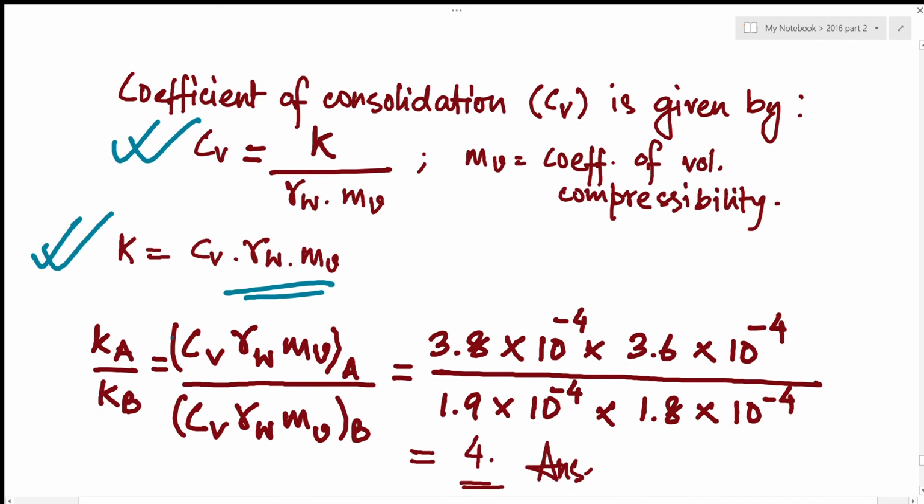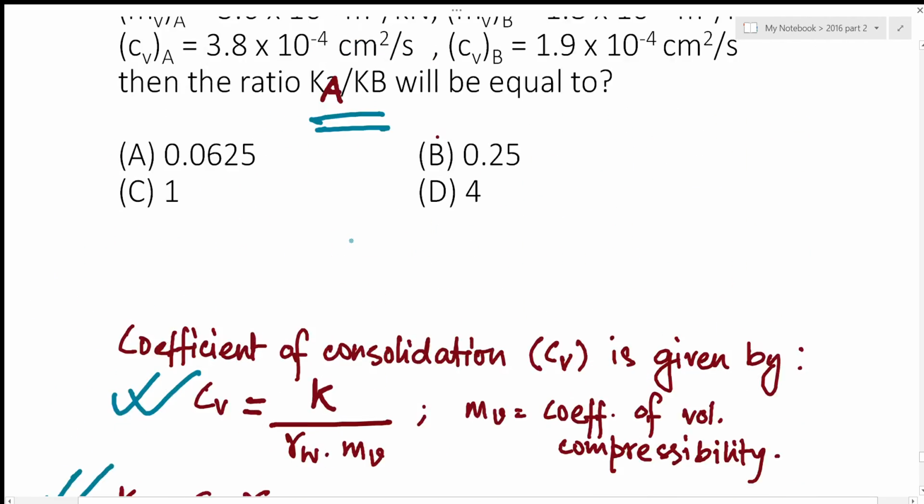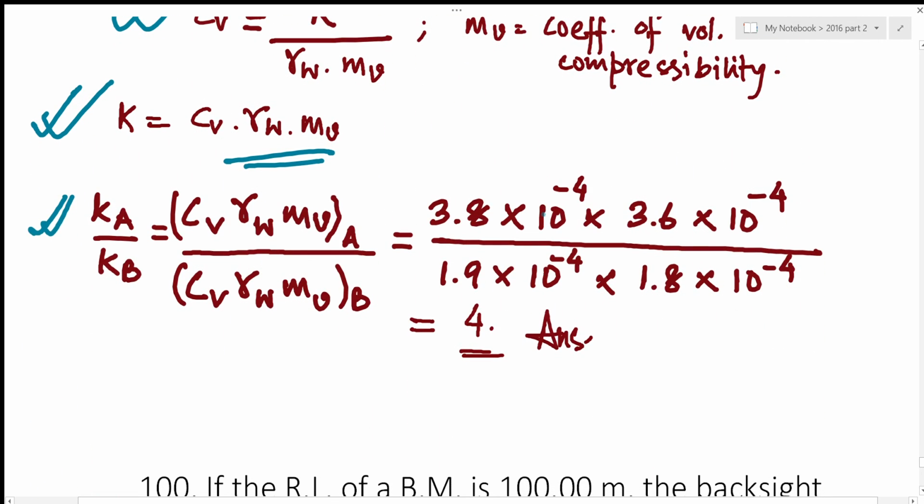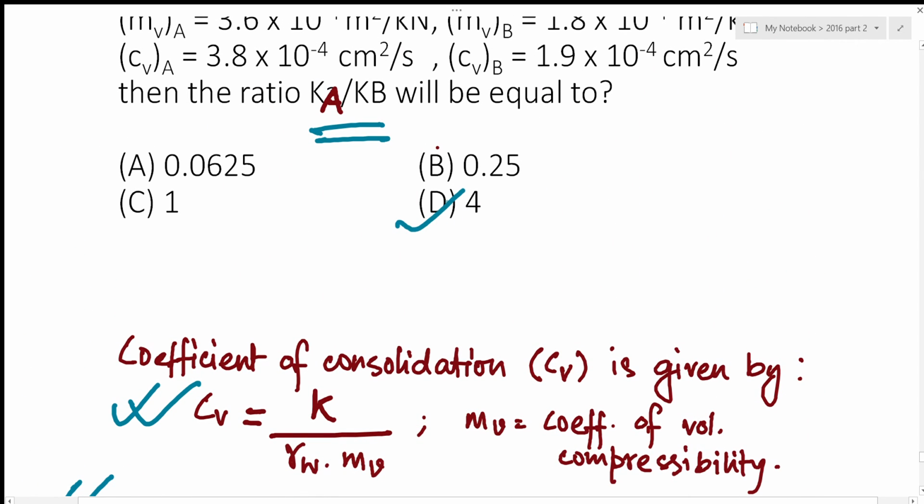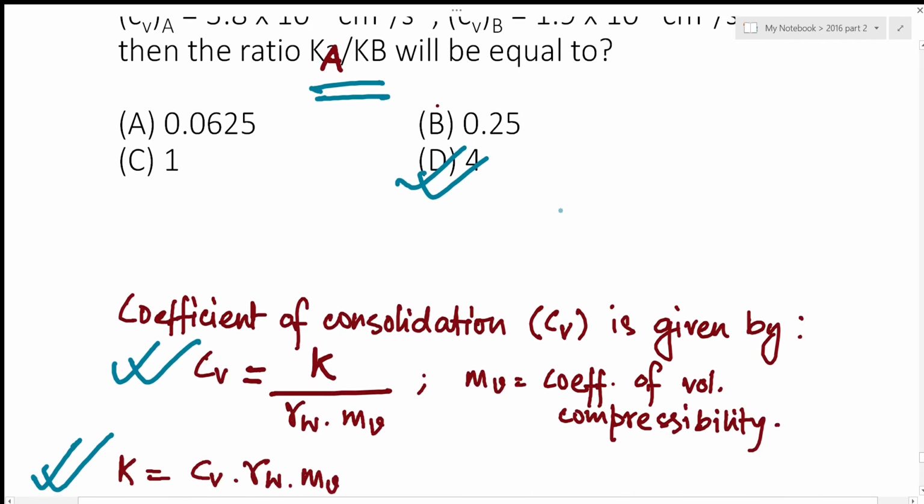You just need to replace Ka and Kb with the values that are given here, and you would get the answer as 4. Very easy question. If you know the formula, it's a very easy question. So the answer for this particular question should be 4 according to me.